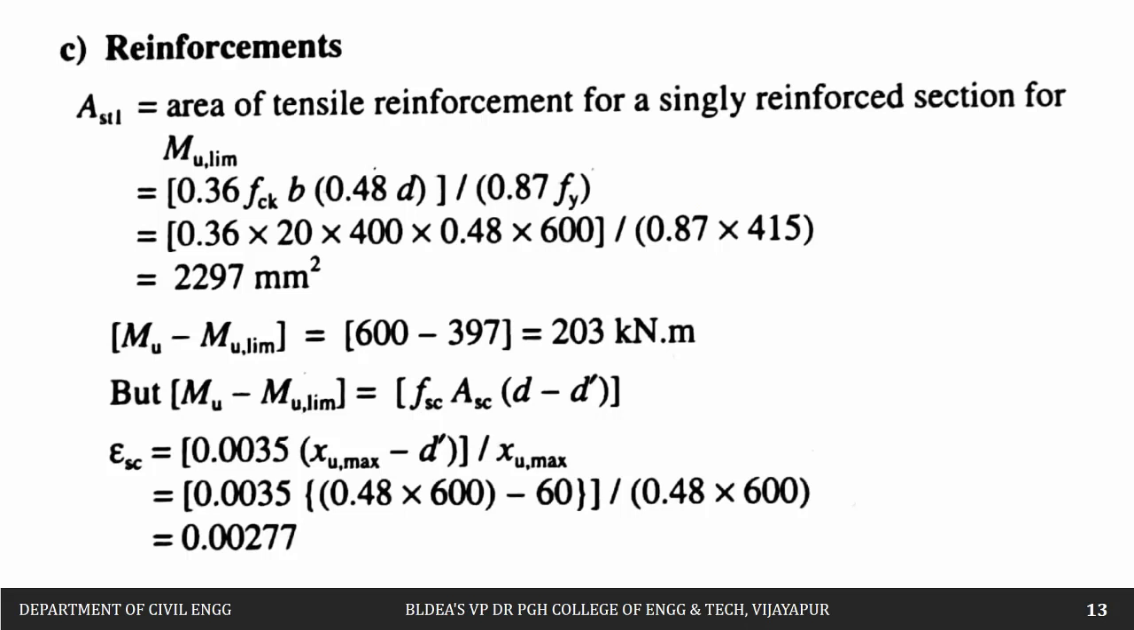Then next we calculate MU minus MU LIM. MU is nothing but the moment, that is 600, minus MU LIM, that is 397, which we previously calculated. So it will be 203 kilonewton meter. Then next, this formula is also already given in the code book: MU minus MU LIM is equal to FSC into ASC into D minus D dash.